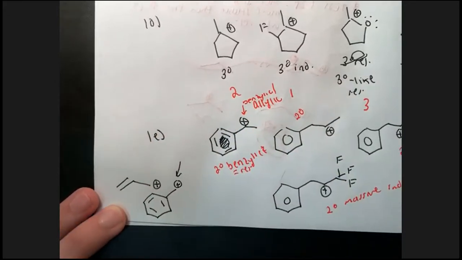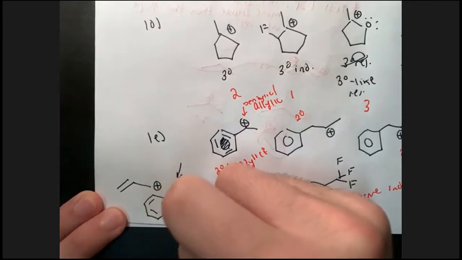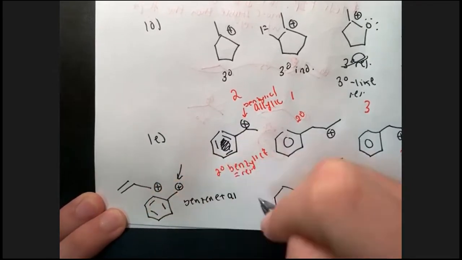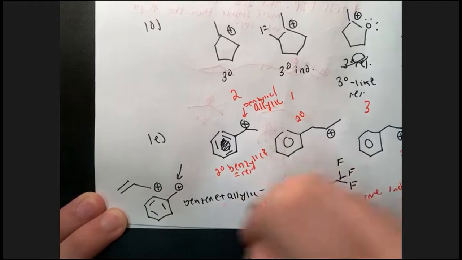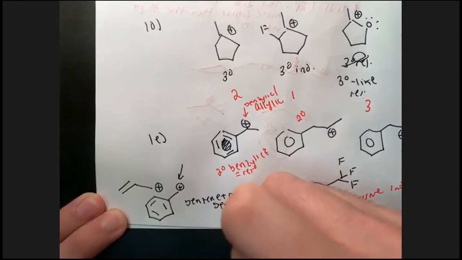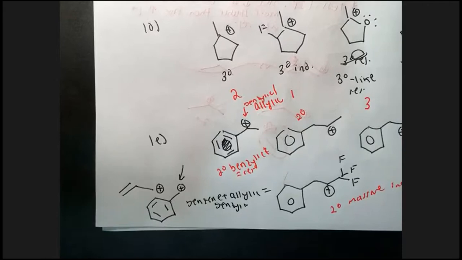So it's benzene plus allylic equals benzylic. So it's basically the same thing, okay? Benzylic is just a specific type of allylic. And those are some words you definitely should know. Definitely know benzylic and allylic.